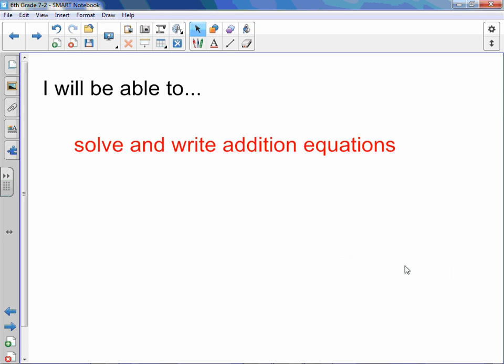Chapter 7, Lesson 2, Solve and Write Addition Equations. You will be able to solve and write addition equations.